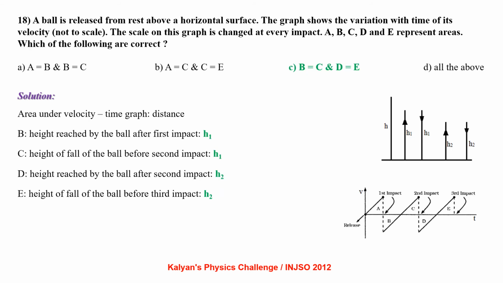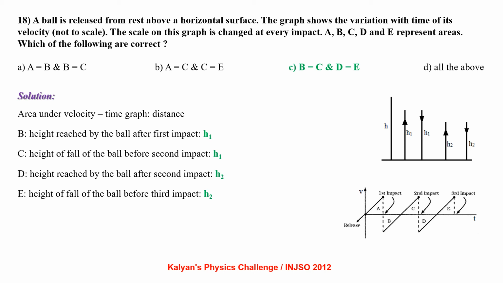A ball is released from rest above a horizontal surface. The graph shows the variation with time of its velocity, not to scale. The scale on the graph is changed at every impact. A, B, C, D and E represent areas. Which of the following are correct?